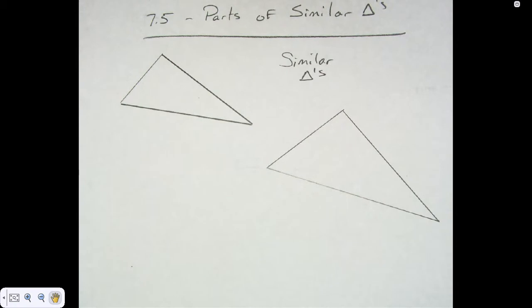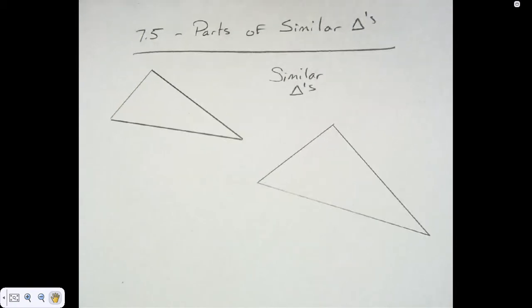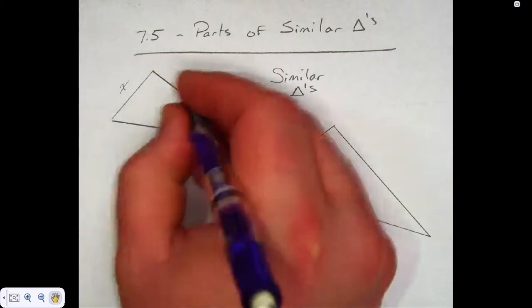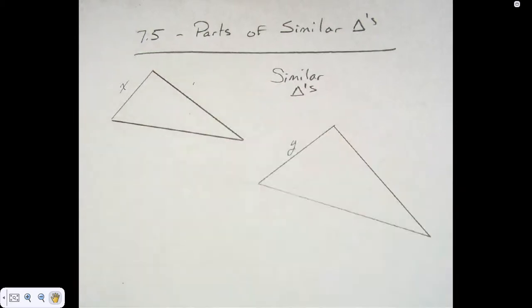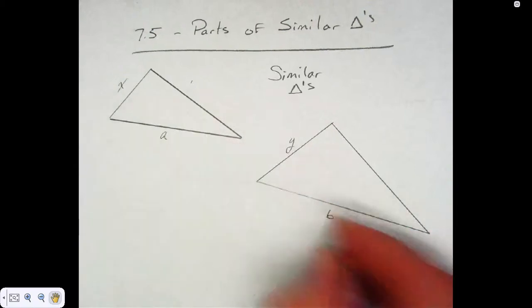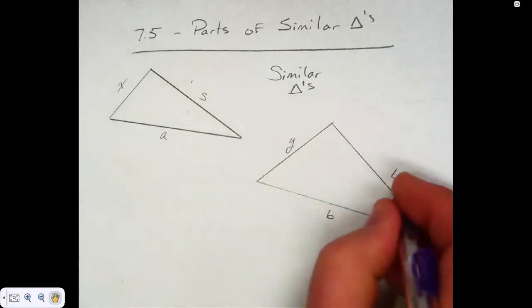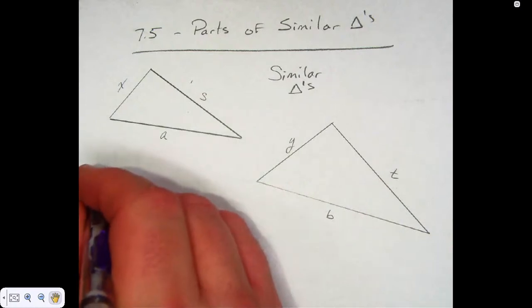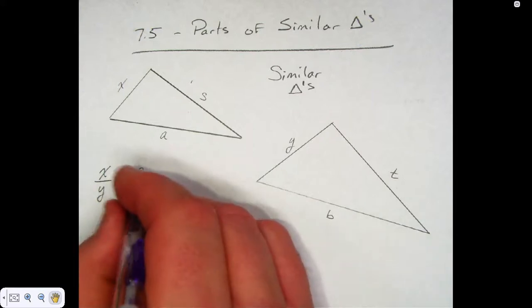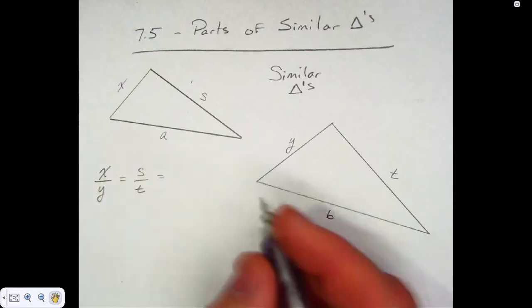Now, let's make the sides here x, this side x, and this side y. This side A, and this side B. This side S, and this side T. What do we know is true if these two are similar? X over Y is equal to what? S over T, which is also equal to what?